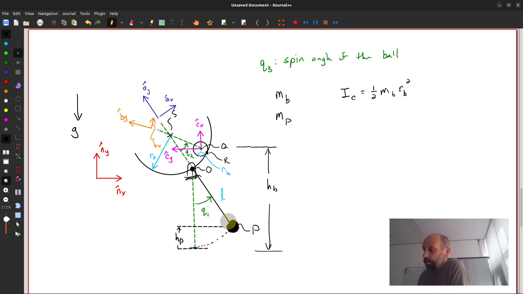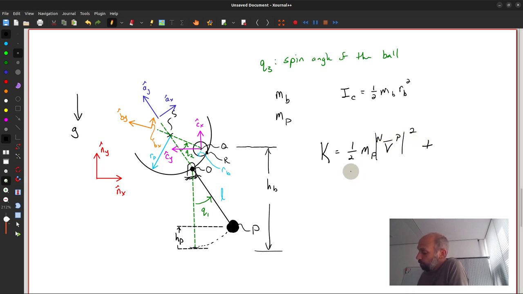Okay. So let's do that. First, the kinetic energy. We've got two mass centers and one rotating piece, so we're going to need three parts to this. Kinetic energy is going to be one half the mass of this particle at P, so the mass of the bob, times the magnitude of the velocity of P in N squared. And so that's the first piece.